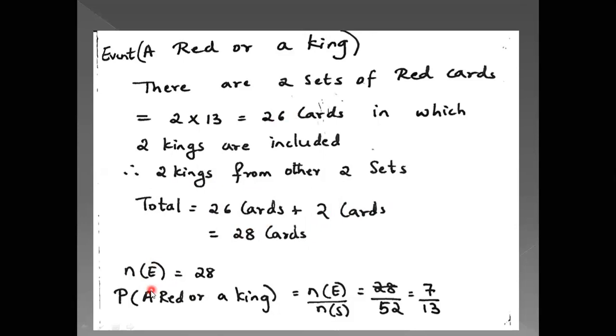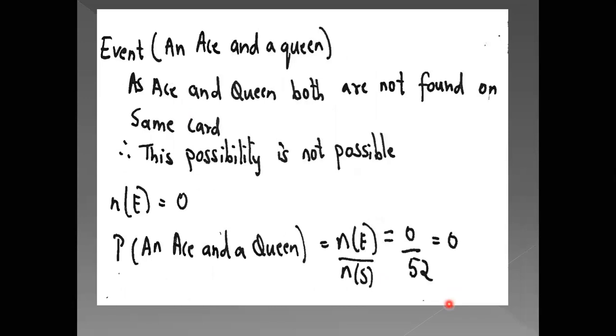Now probability of a red or a king is number of events upon number of sample space. So number of events is 28 upon 52. So when you divide it by 4, 4 sevens are 28, 4 threes are 12. So it becomes 7 upon 13. Okay, children. Now we go to the next.